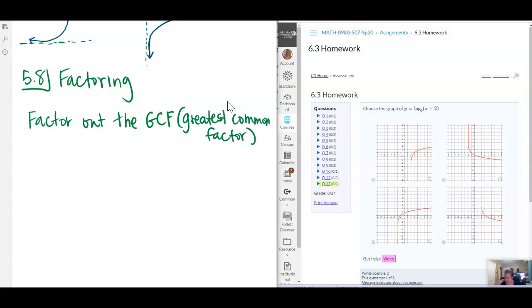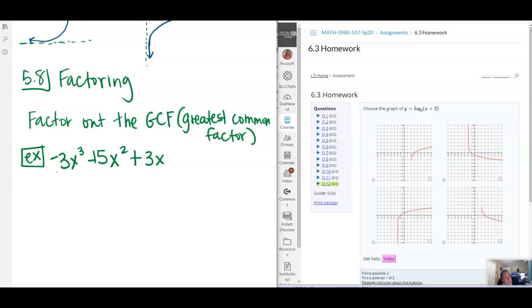So maybe if we have something like this: negative 3x to the third minus 15x squared plus 3x. When we're looking at this and trying to find our greatest common factor, you want to first break it down by just the number.